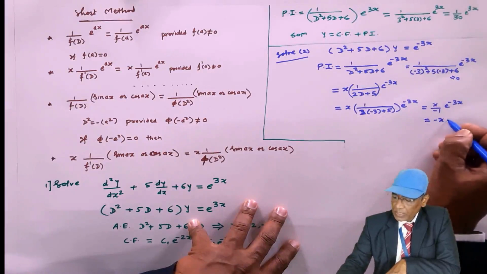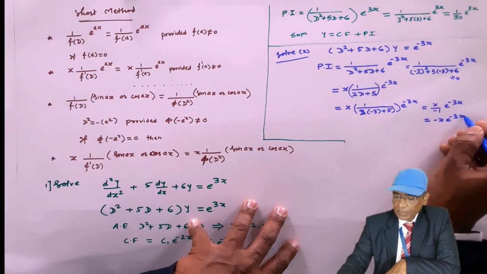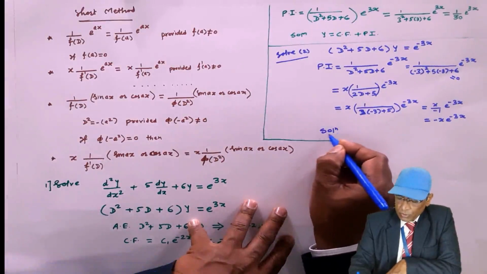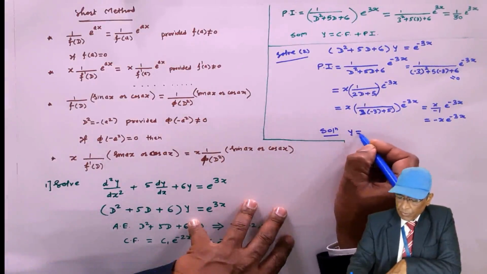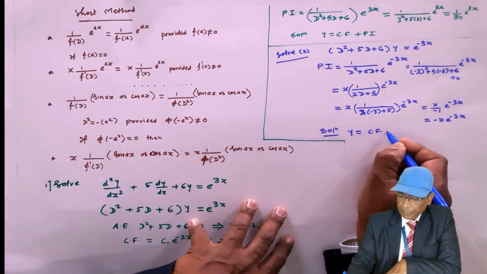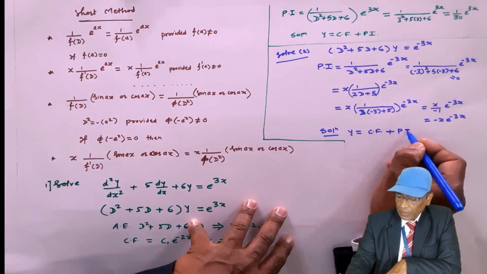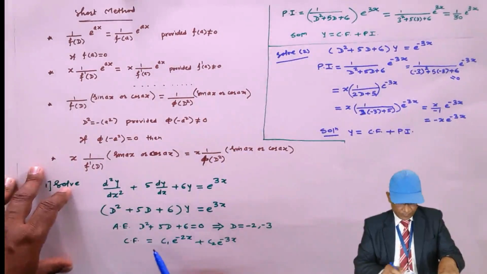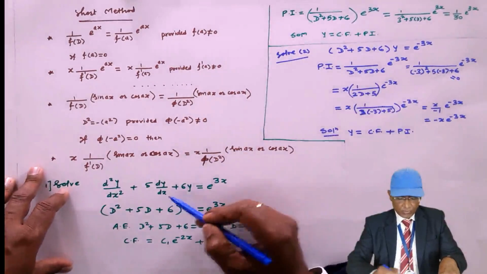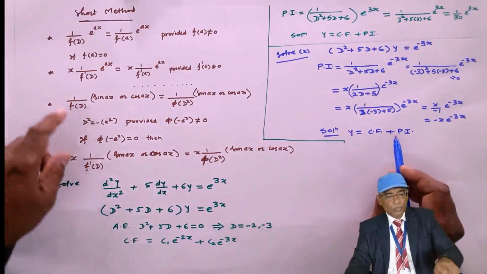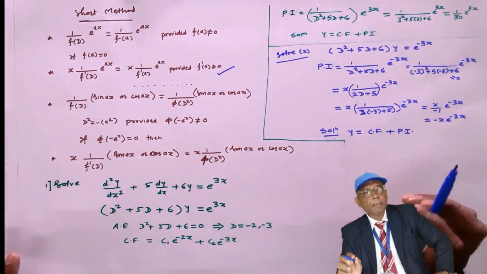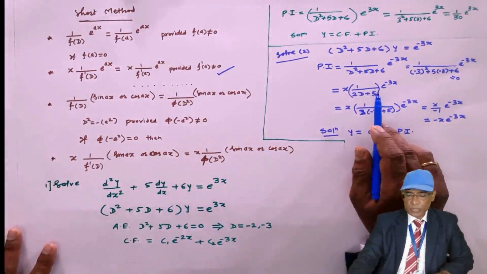Now, minus x e to the power minus 3x is the particular integral. The solution is what? Solution of the differential equation: y is the complementary factor plus the particular integral. The complementary factor is the same as that of the previous one, because the left hand side of these two are the same. So in order to explain this case, I have taken this. Okay, we discuss this sum.